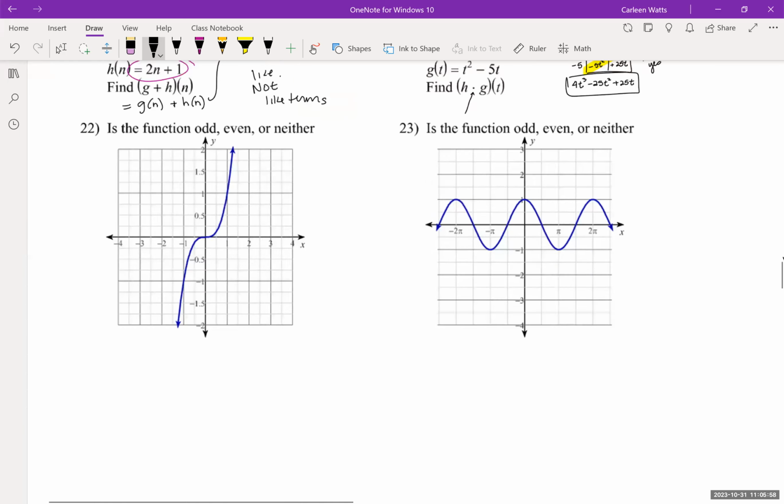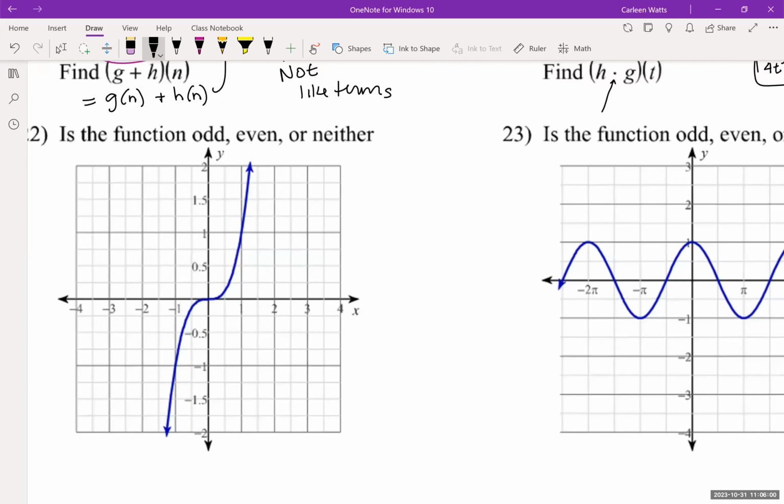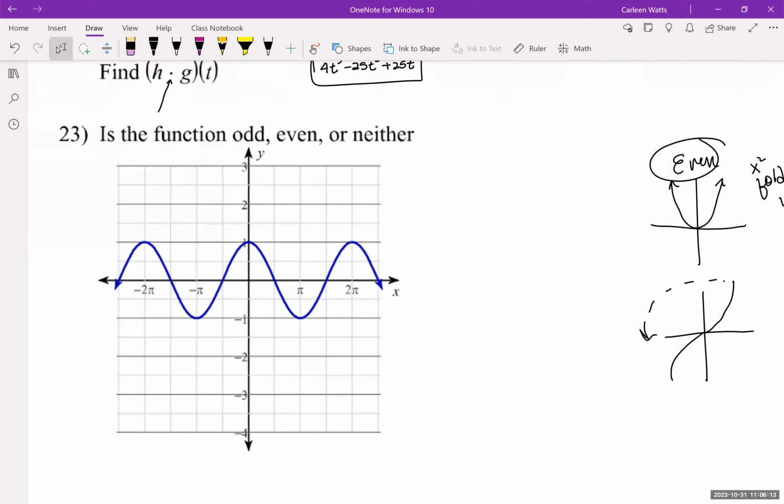Okay, number 22, odd, even, or neither? Odd. Rotational symmetry, 180 degrees about the origin. 23.